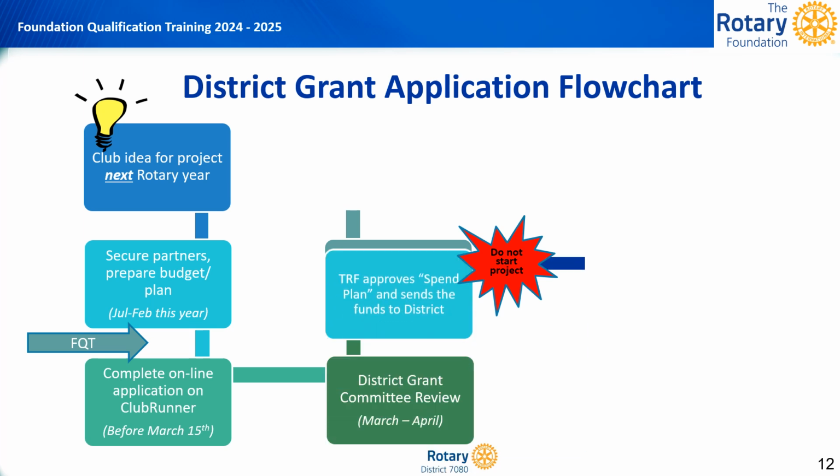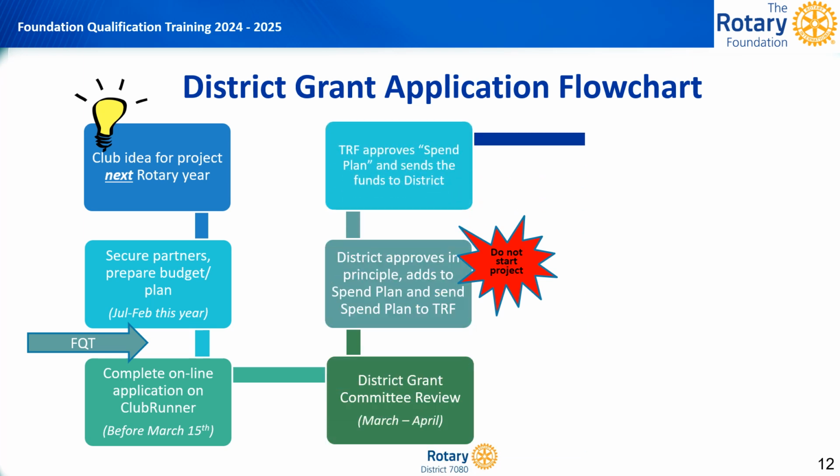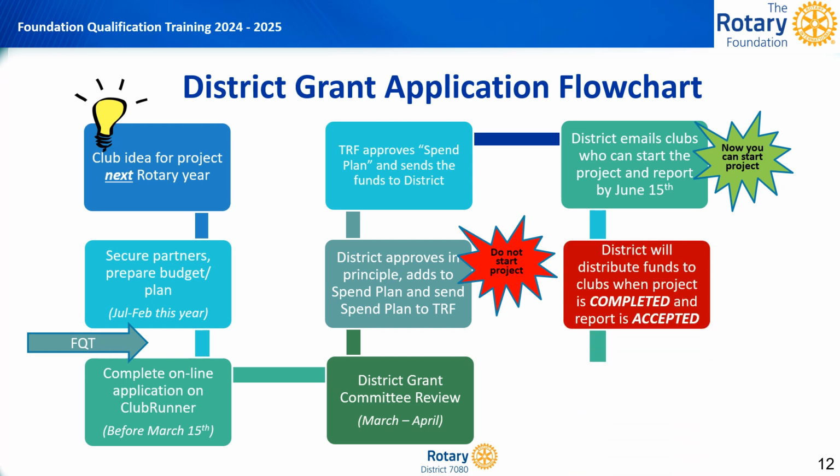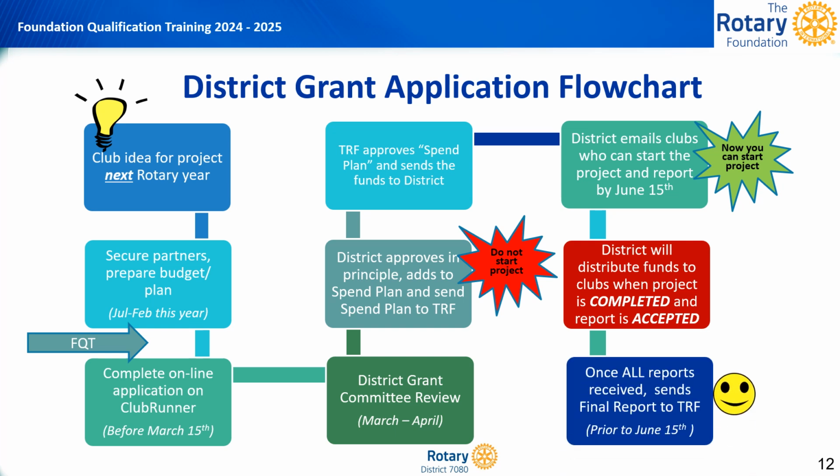Projects are then added to the district's spend plan and submitted to the Rotary Foundation for final approval. Once we receive the Rotary Foundation's approval, usually in August, district will notify clubs by email and projects can be started. Once the project has been completed, you will complete and submit the final report, and once that has been approved, district will issue your grant check and send their final report to the Rotary Foundation.